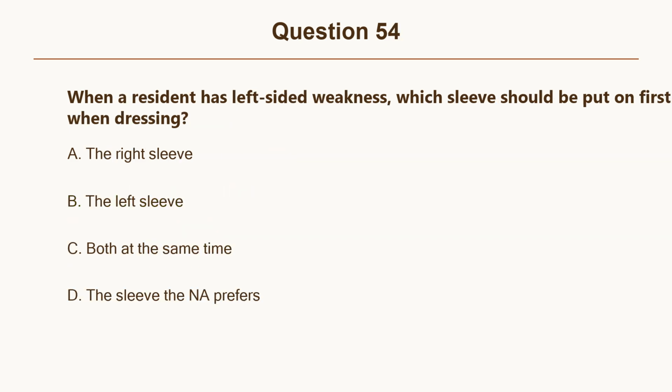Question 54. When a resident has left-sided weakness, which sleeve should be put on first when dressing? Option A. The right sleeve. Option B. The left sleeve. Option C. Both at the same time. Option D. The sleeve the NA prefers. The correct answer is option B. The left sleeve.